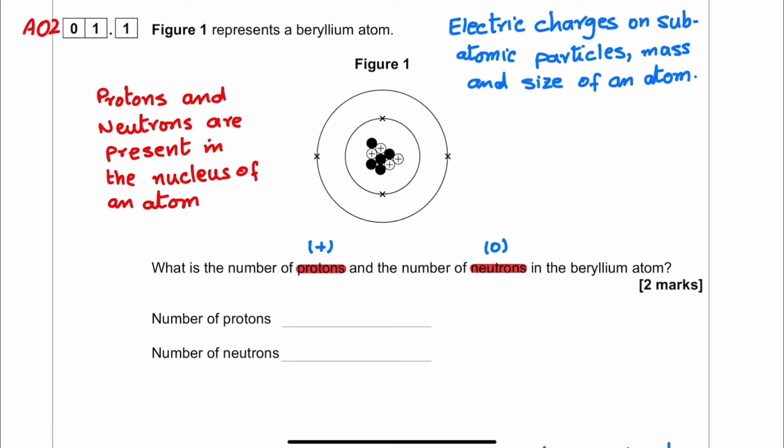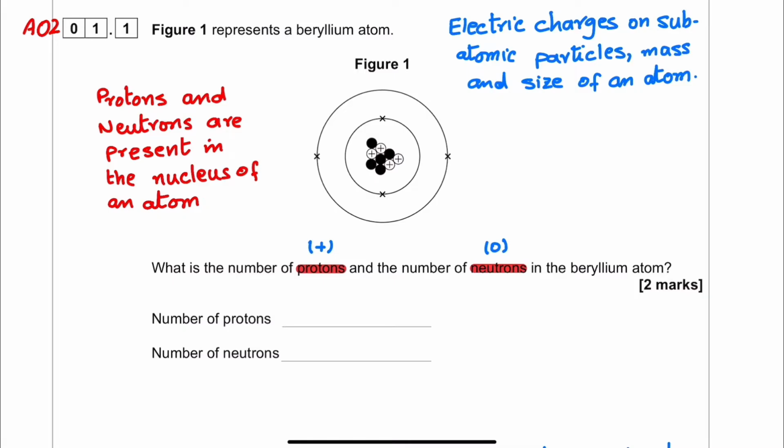What is the number of protons and number of neutrons in a beryllium atom? This is a beryllium atom. We can see the electrons are present in the shells and the protons and neutrons are present in the nucleus. We know that protons are carrying the positive charge and neutrons are neutral particles. If we count from the figure, there are 4 positive charges in the nucleus.